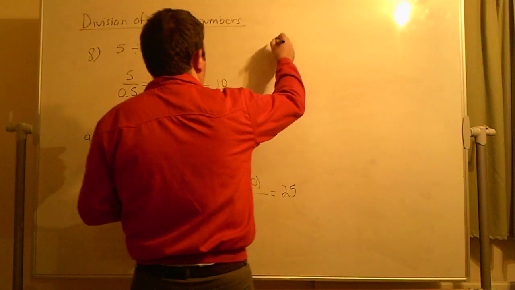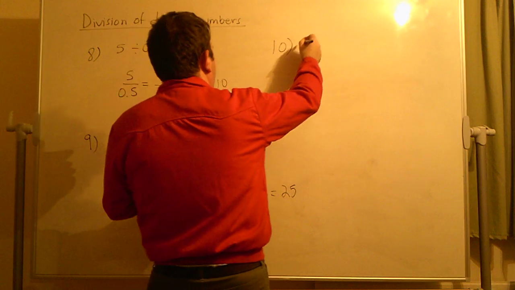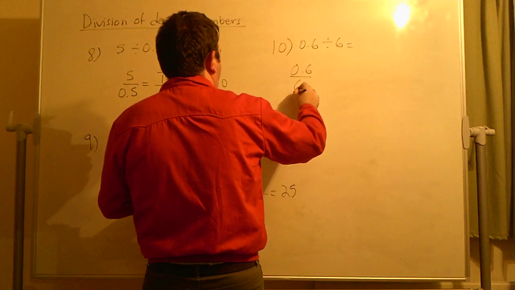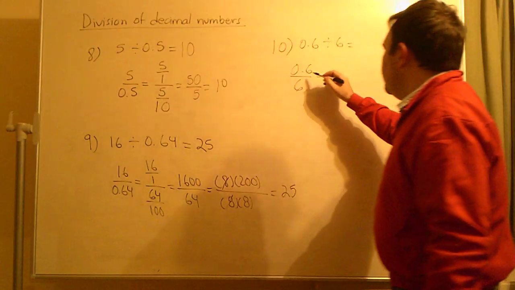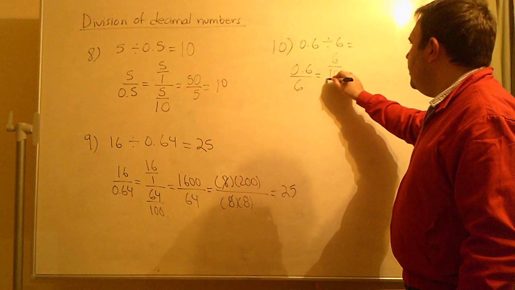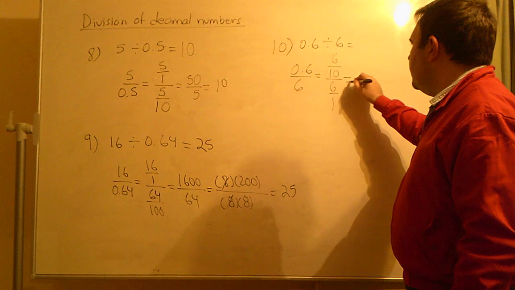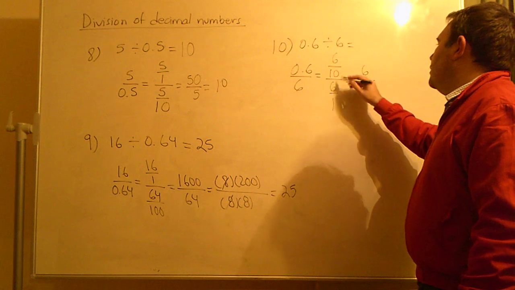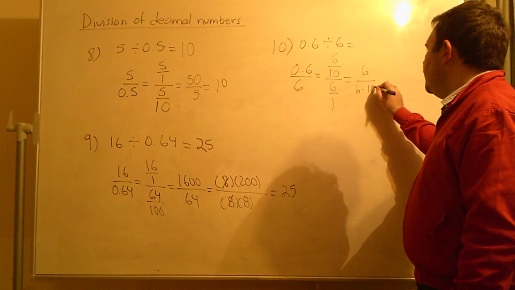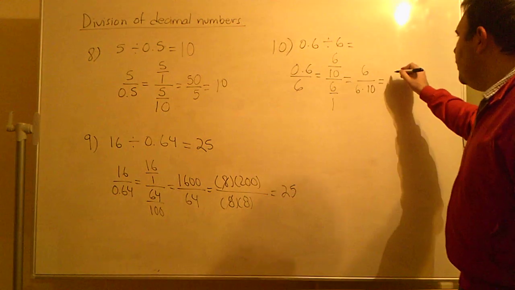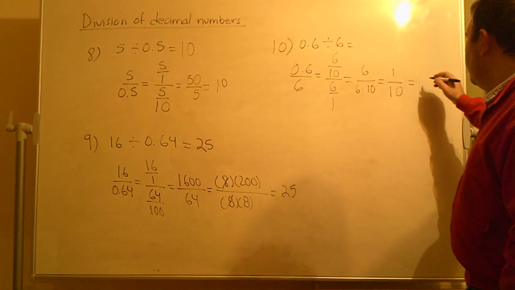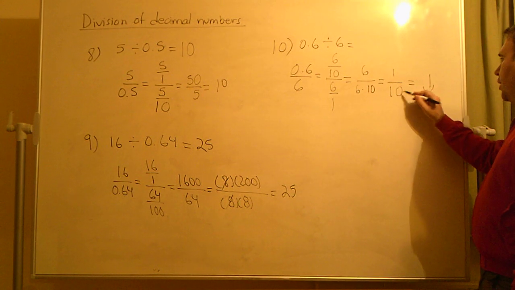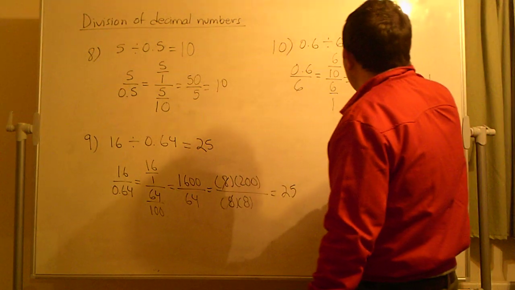Another example, number 10. This will be 0.6 divided by 6. So we write down 0.6 divided by 6. 0.6 is equal to 6 divided by 10, and 6 is equal to 6 divided by 1. So now we multiply 6 times 1, 6, and then 10 times 6, which will be 6 times 10. 6 divided by 6 is 1, so we will have 1/10, which we express as 1, and then we need to move the decimal point one place because we have just 1 0. So the final result will be 0.1.